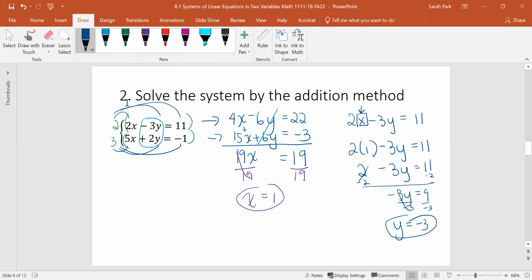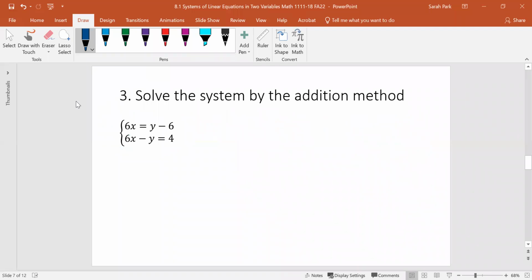Okay, let's try another addition method problem. This time we have 6x equals y minus 6, and 6x minus y equals 4. If you notice, it's not lined up with the other one. So you have the x here, and now you have the equals on this one, but you have minus, and the equals are not lined up. So we have to make sure that everything's lined up.